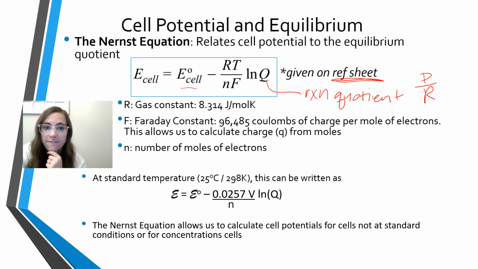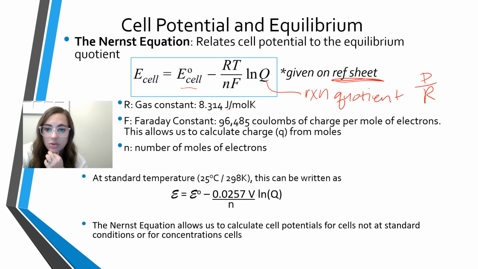F is Faraday's constant. It's how many coulombs of charge there are per mole of electron. So 96,485 coulombs. That's, of course, given to you on your reference sheet. And then N is the total number of moles of electrons being transferred. So if we have 2 electrons, then that number N would be 2.